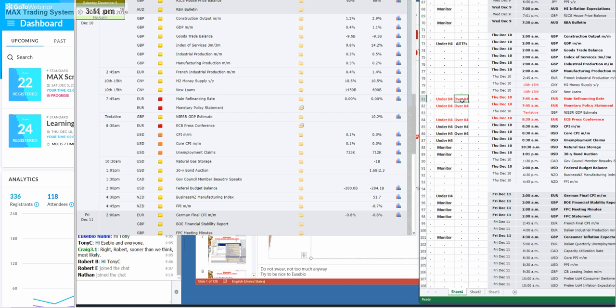And I will set as monitor the pound NIESR GDP estimate. Then we will have the US dollar CPI month over month and core CPI month over month under H4 and all time frames. And I will still monitor the US dollar unemployment claims. So monitor the natural gas storage and the 30-year bond auction for the US dollar. Change the over H4 for the ECB press conference, Chris, to all time frames. Ah, okay, sorry, I didn't see what it was.